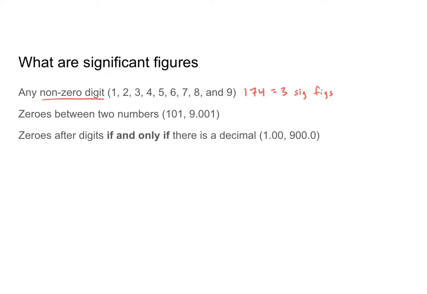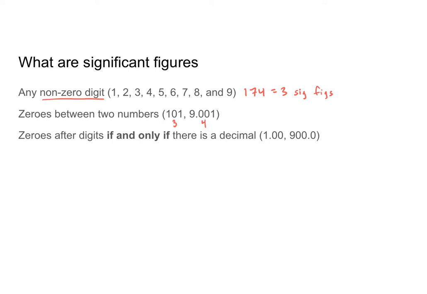There are only 2 cases in which zeros are significant. First, if a 0 is between 2 non-zero numbers, in the case of 101 or 9.001, those zeros are significant. So this first number has 3 sig figs, and that second number, 9.001, has 4, because the 9, the 1, and both zeros are significant.